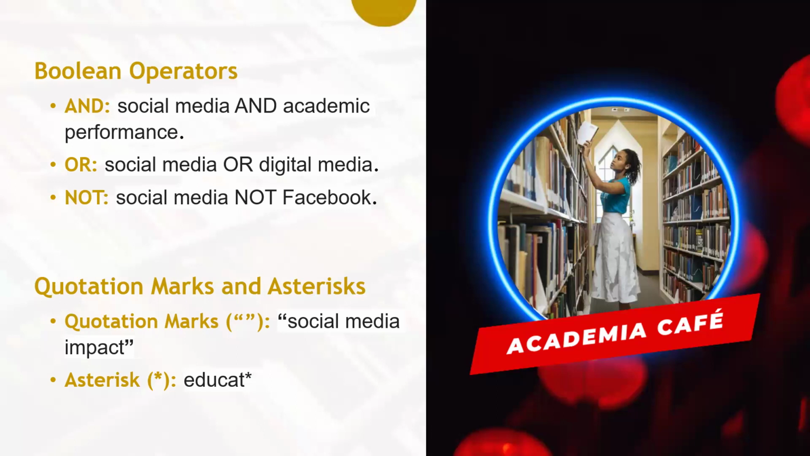And for the case of the asterisk, the asterisk is a wildcard that can stand in for any number of characters. It is used to find variations of a root word. For example, searching for educat* will return results that include education, educator, educational, etc. This is particularly useful when you want to include multiple forms of a word in your search results.